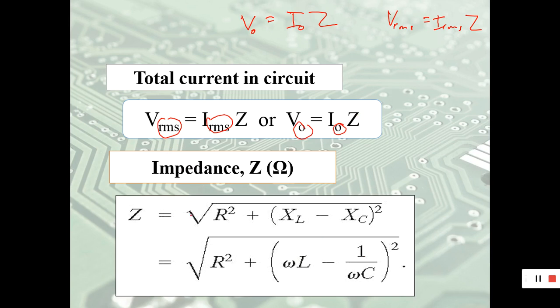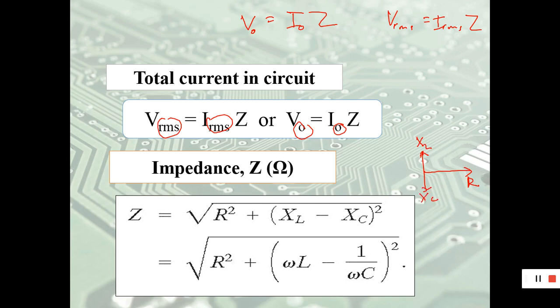So you can see that Z is the square root of R squared plus XL minus XC squared. And XL here is omega L, and XC is 1 over omega C. Why is it like this? Because we use the Pythagoras theorem. This is R, this is XL, and going down is XC.